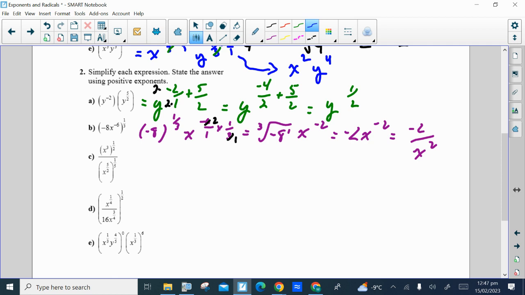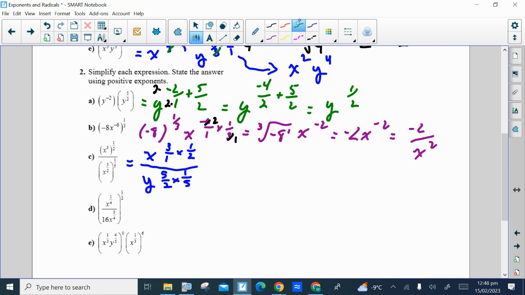Okay? Question C. I would simplify the top and the bottom first. In each case, we have one exponent raised to another. We know that we multiply the exponents and keep the base the same. So for the x cubed to the 1/2, you're going to multiply 3 over 1 times 1 over 2. And then on the bottom, excuse me, you're going to multiply the 5 over 2 times 1 over 5.